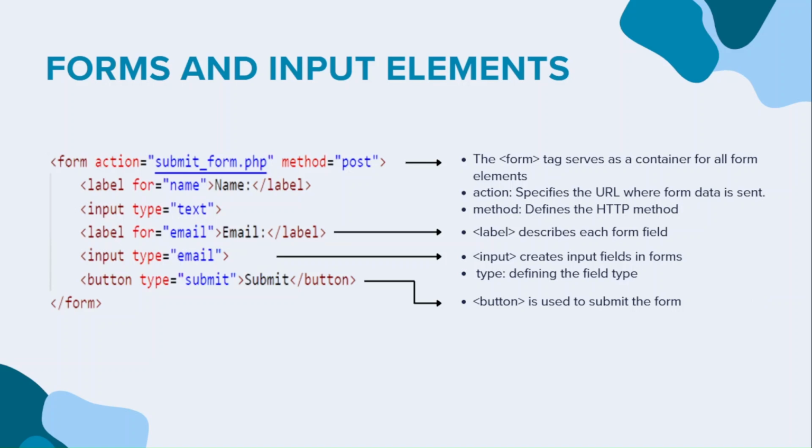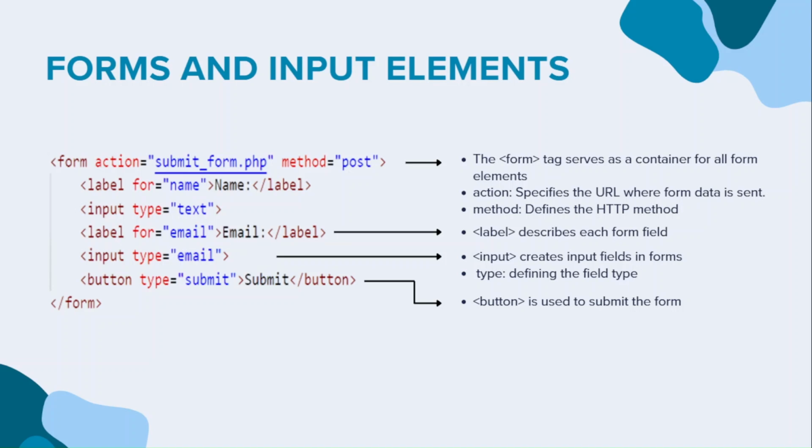Label. Label provides a description for each form field, making it more accessible. Input creates different types of input fields based on the type attribute, like text, email, password, etc.